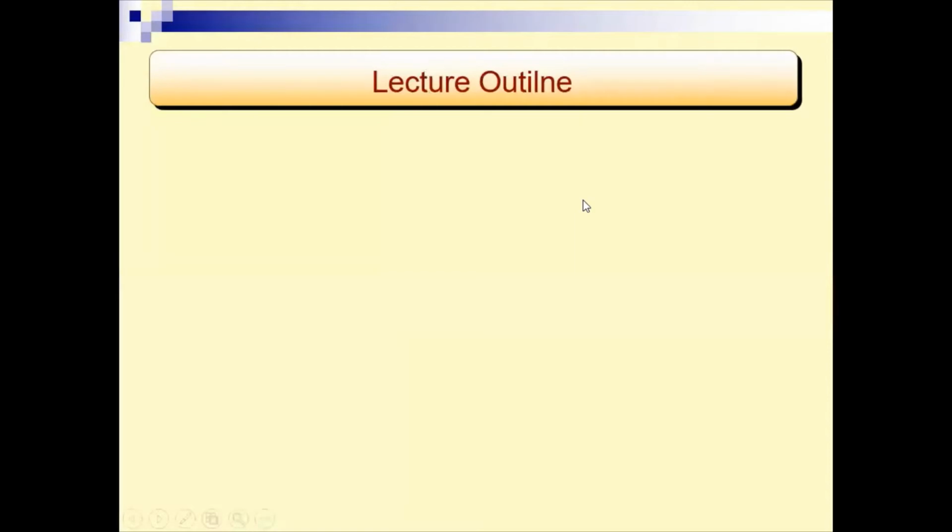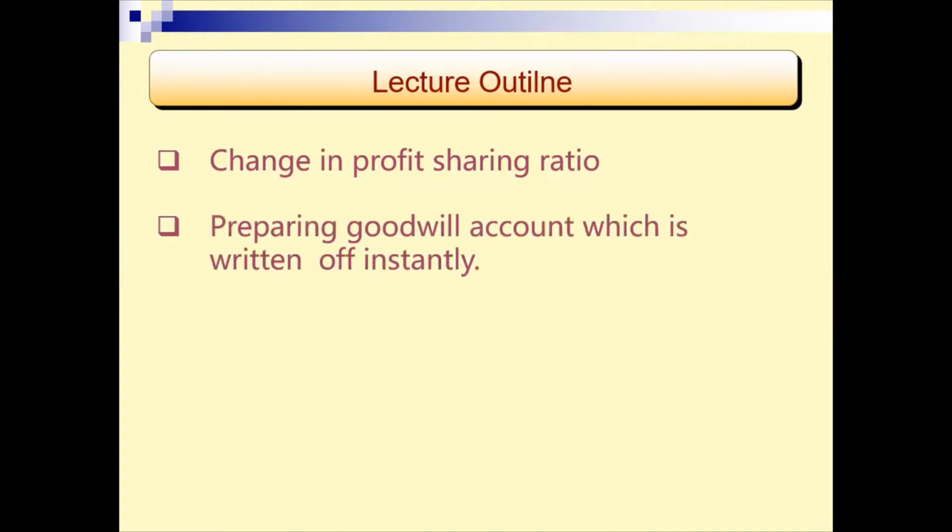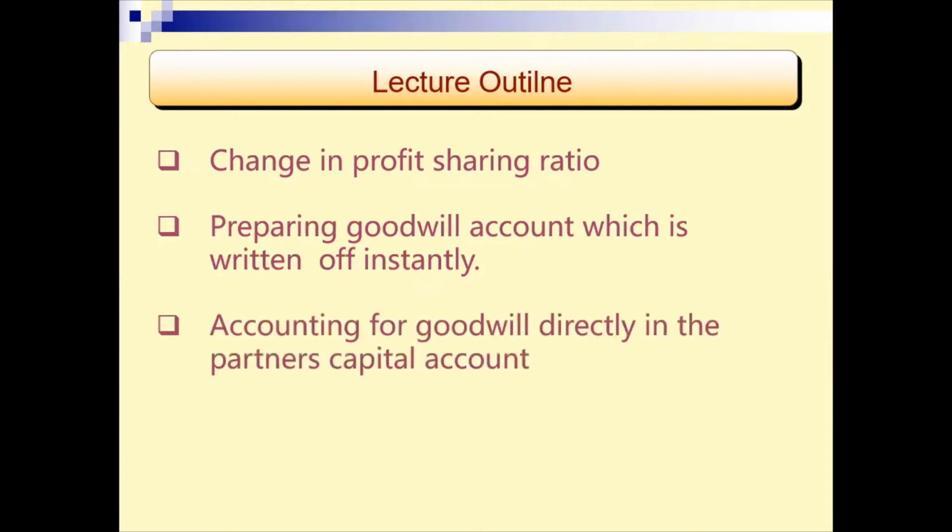The outline of the lecture is as follows. Change in profit sharing ratio, brief introduction, preparing goodwill account, which is written off instantly, accounting for goodwill directly in the partner's capital account, and this is a situation where no goodwill account is prepared, and then an illustrated example. This illustrated example will be worked out and answered. It is covering all the content of the lecture, explaining the various concepts that shall be covered within this particular lecture.